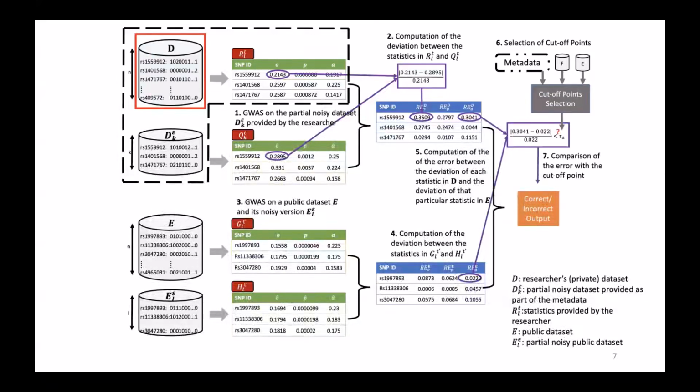If the error is smaller than the cutoff point, then the statistic provided by the researcher is classified as being computed correctly. Otherwise, it is classified as incorrect. Please check the paper for more details.